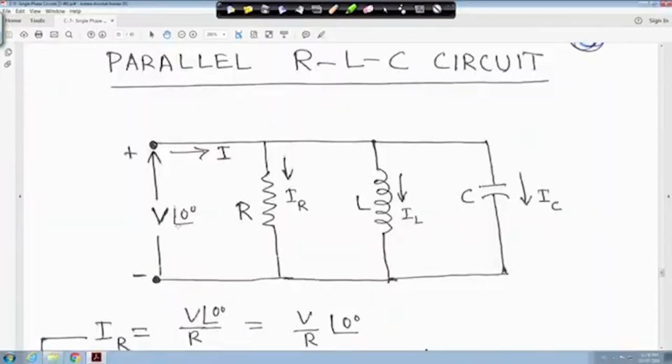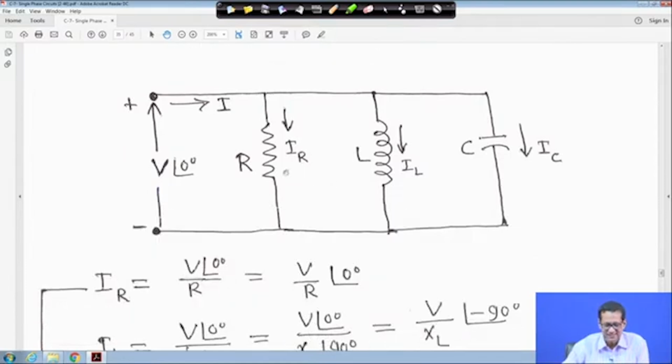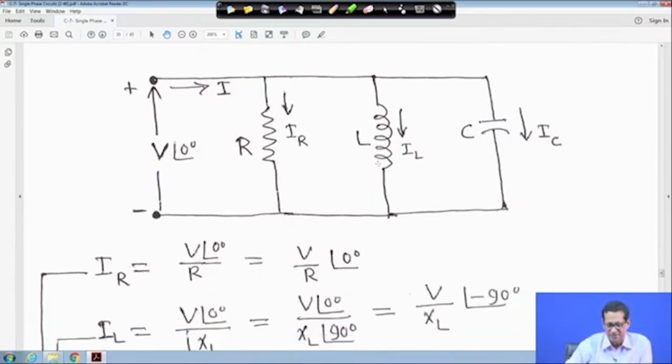Now, this is a simple parallel RLC circuit. A voltage source V is given, and R, L and C are all in parallel. The current flowing through R is IR, through L is IL, and through C is IC. So the total current I is equal to IR plus IL plus IC, applying KCL here.